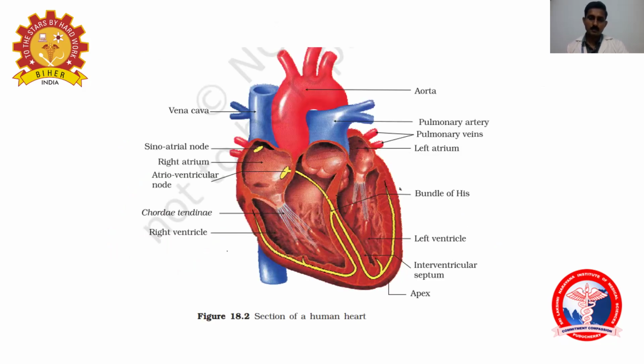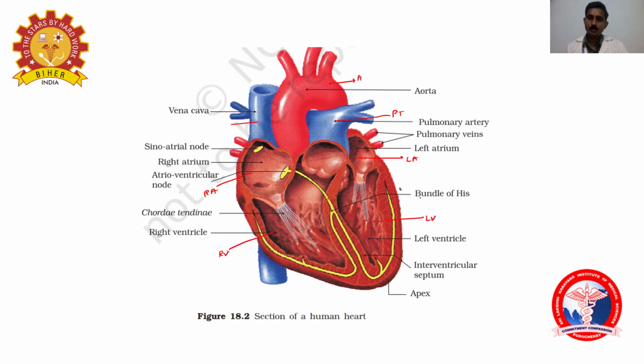Now this is a schematic diagram of the internal structure of a heart. If you cut the heart in a sagittal section or a coronal section, you can view some great vessels here. This is called the aorta, and this is the pulmonary trunk. And we have the right atrium, and this is the left atrium. And here we have the right ventricle, and this is the left ventricle.